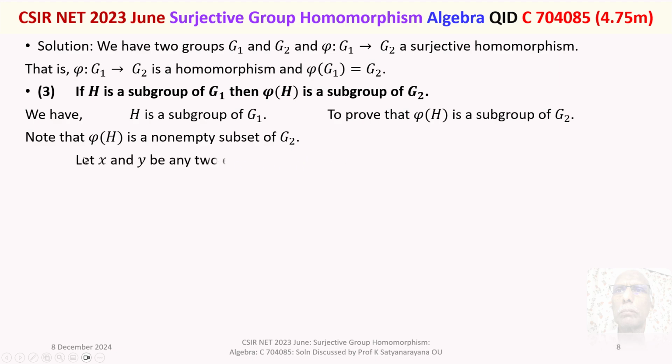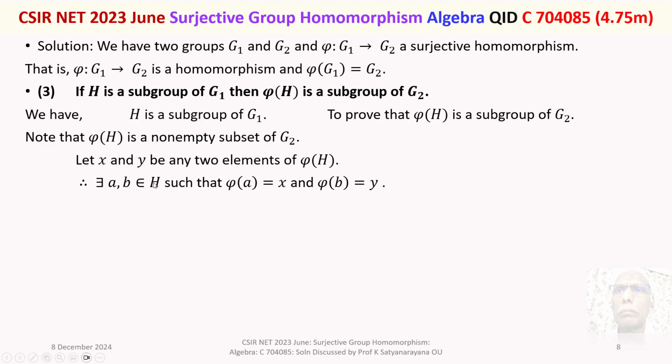Now, let us take any two elements x and y of phi of H. There exist elements, pre-images, a, b belonging to H, such that phi of a is equal to x and phi of b is equal to y. We are not using that phi is a surjective homomorphism. For this, we don't require surjectivity.